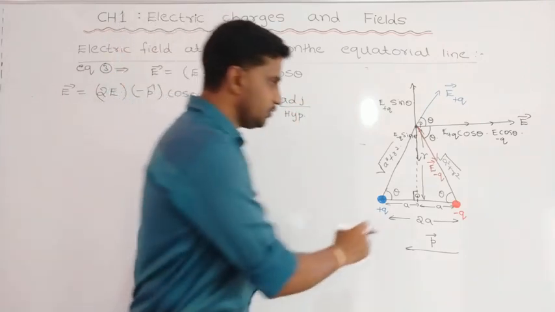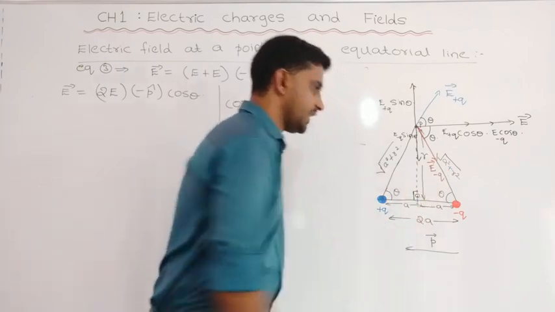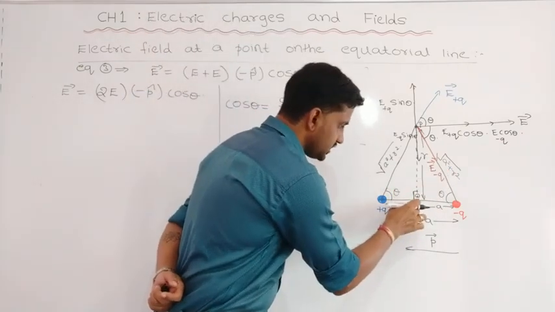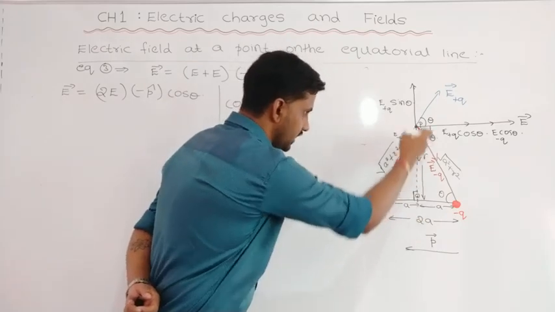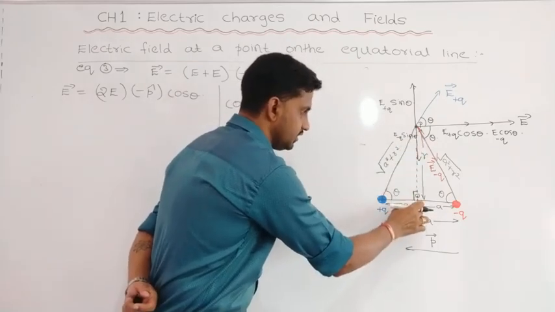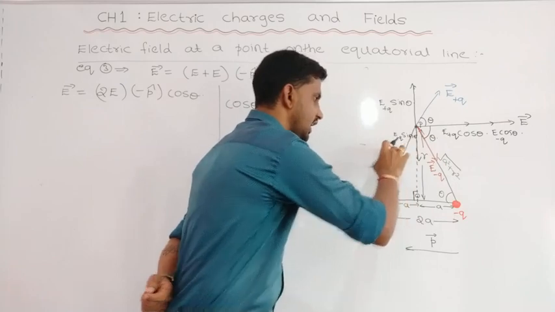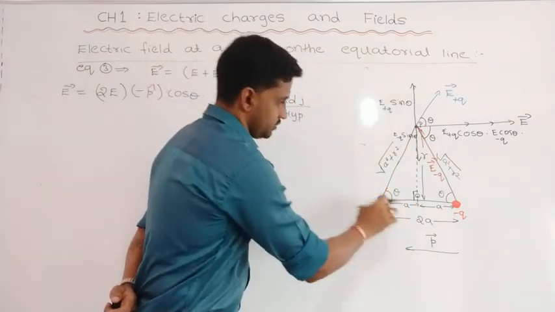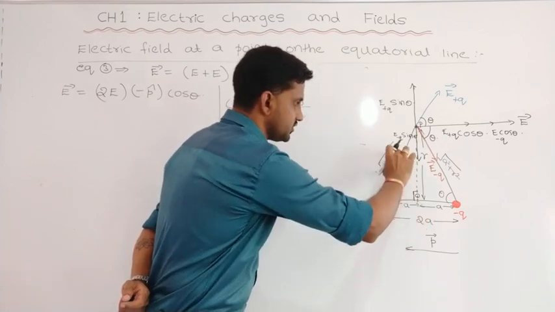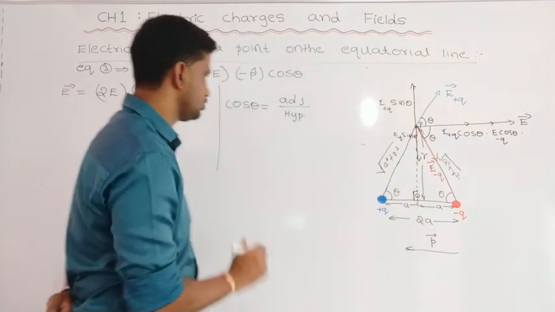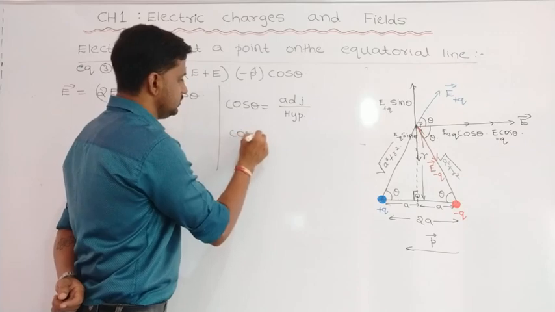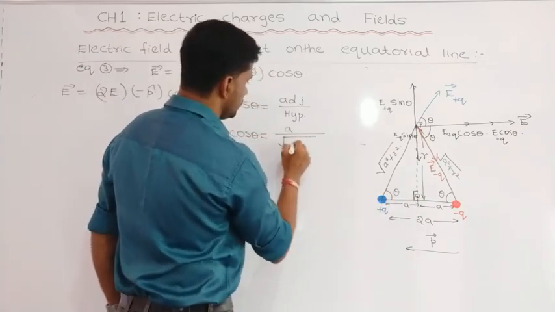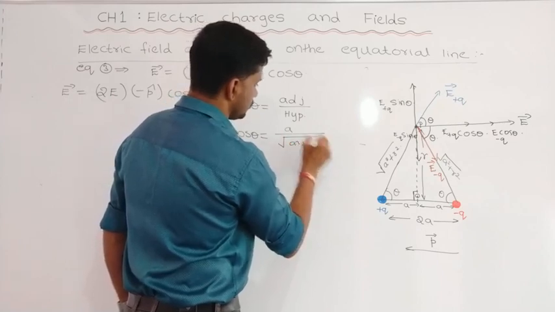So in this diagram you will observe there are two right angle triangles. If you take one right angle triangle here, this is the adjacent side, this is the opposite side, this is the hypotenuse. Then cos theta is equal to adjacent by hypotenuse. Adjacent is A, hypotenuse is square root of A square plus R square. Then cos theta can be written as A divided by square root of A square plus R square.